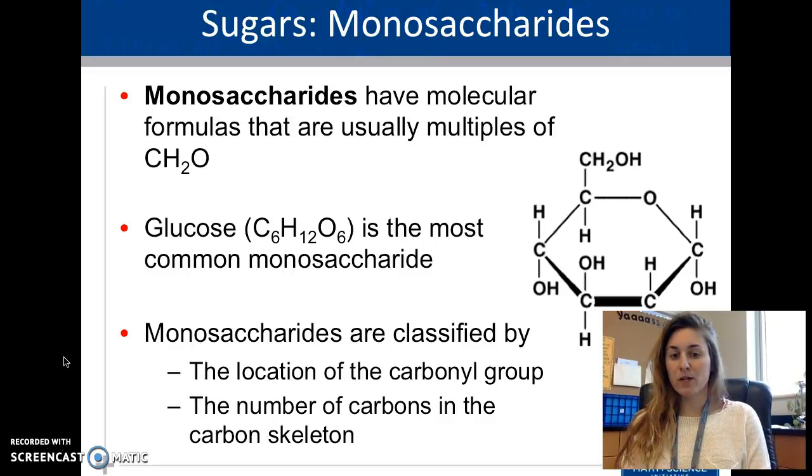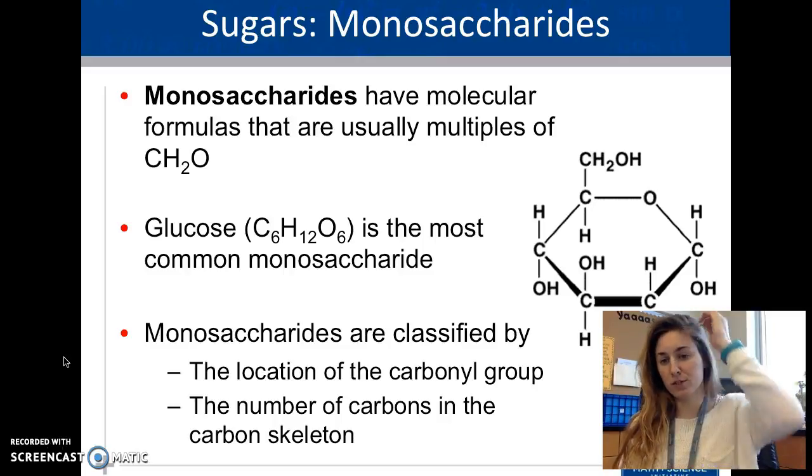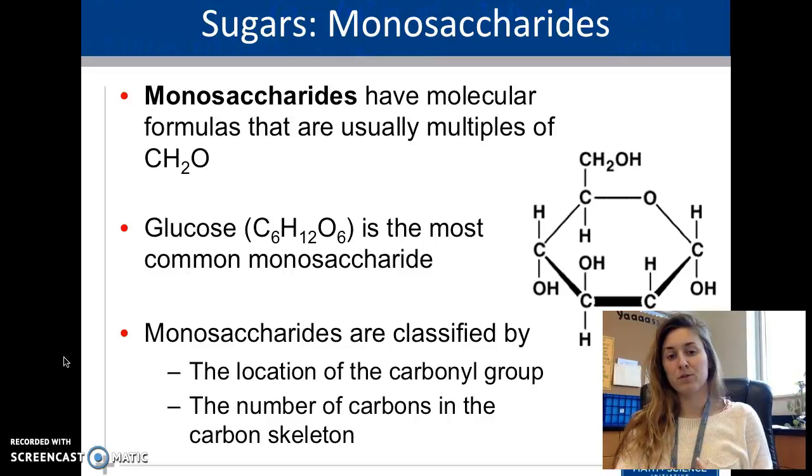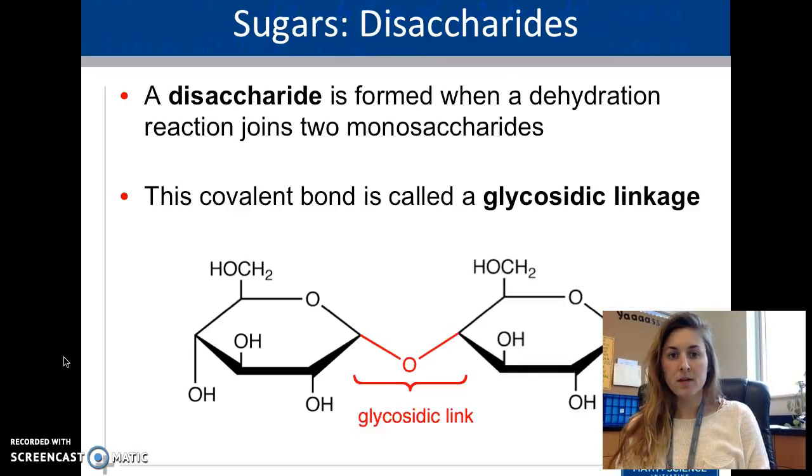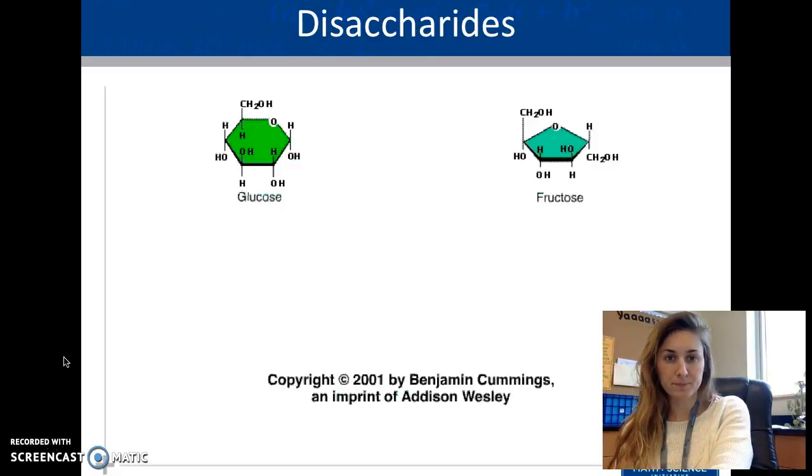We classify these by what we call the skeleton, which is the number of carbons, and what we call a carbonyl group, which if you look at on the screen, there is this ring, and then on the top there's this little addition. That is going to determine what function it has. A disaccharide is formed when we have a dehydration, so we lose water, and we join 2 monosaccharides. It creates something we call a glycosidic linkage, but you don't need to know that. What you need to know is monosaccharide is the simplest, disaccharide is going to be 2, putting a bunch of those together will be your polysaccharide.